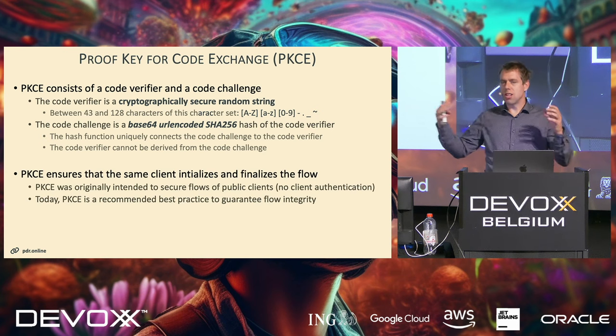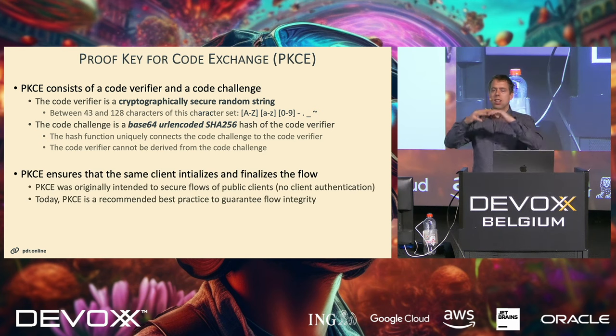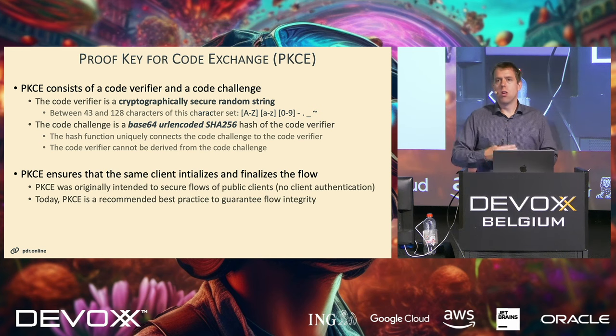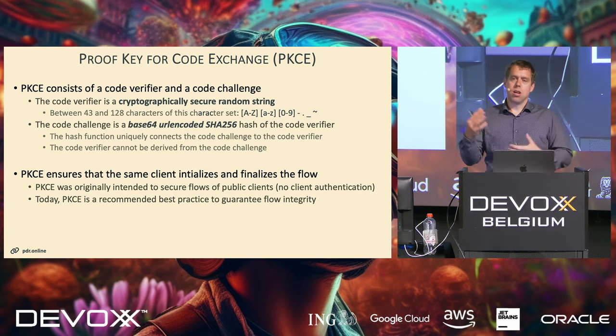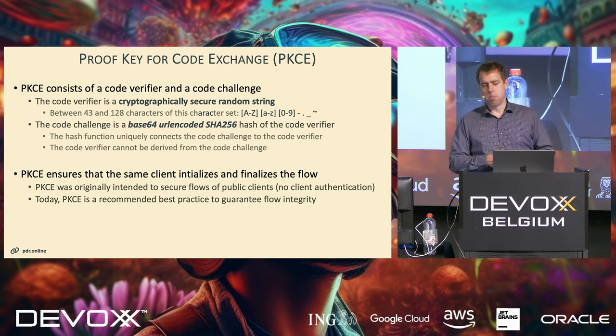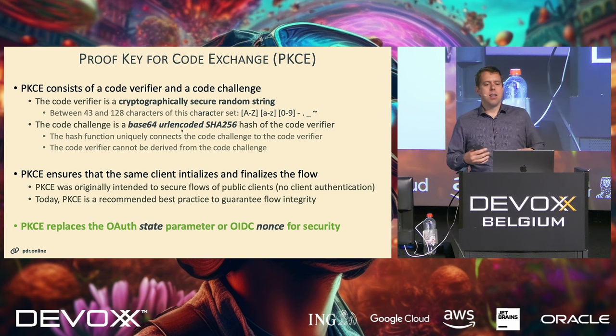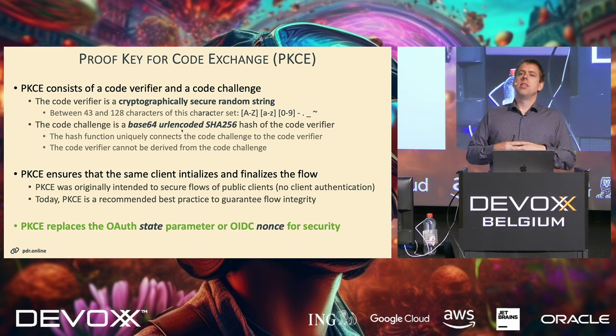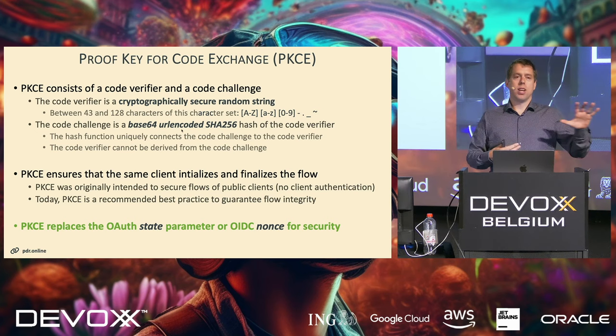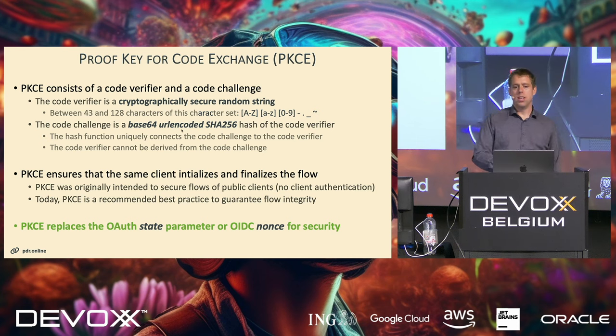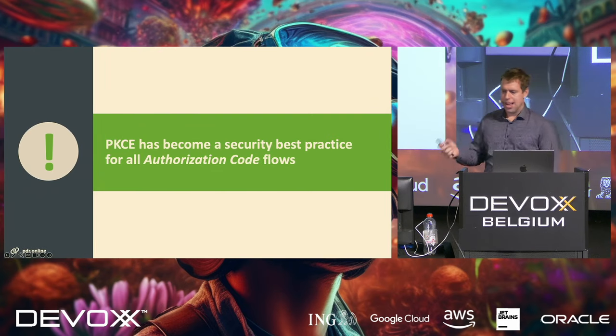It ensures that the same client initializes the flow and finalizes the flow. It ties the steps together, and it offers strong protection against flow injection attacks or other integrity-based attacks. Back in the day, when you were doing OAuth, you were supposed to use a state parameter for this purpose. And if you were doing OIDC, there's a nonce value for this purpose. And PKCE replaces both, basically. So if you use PKCE, you can forget about state and forget about nonces. PKCE handles flow integrity, and it's a rock-solid best practice. It has become a security best practice for all authorization code flows. Many advantages to it, so absolutely highly recommended.